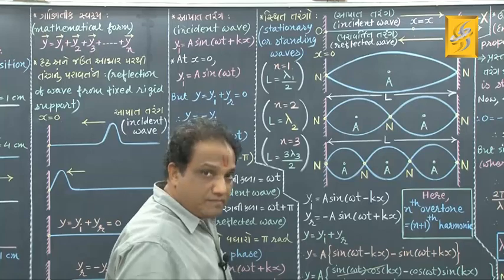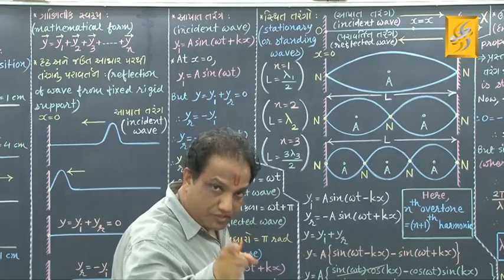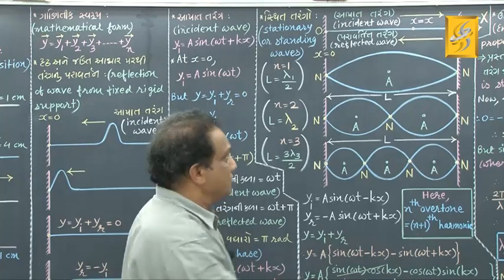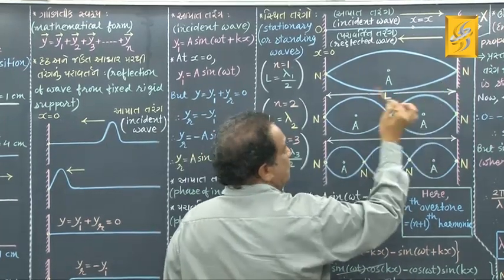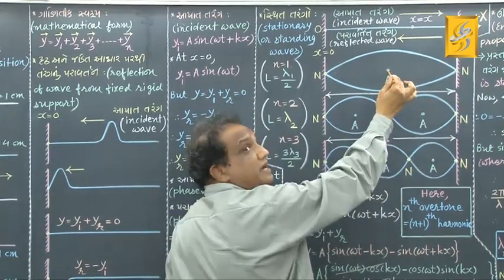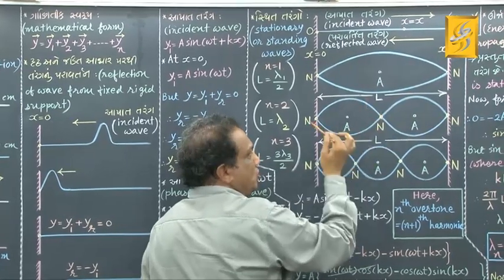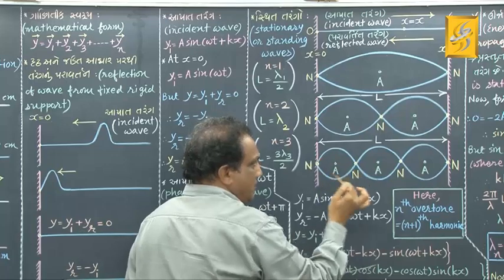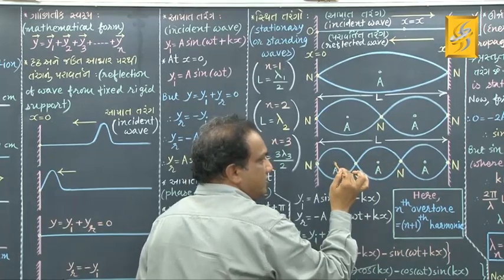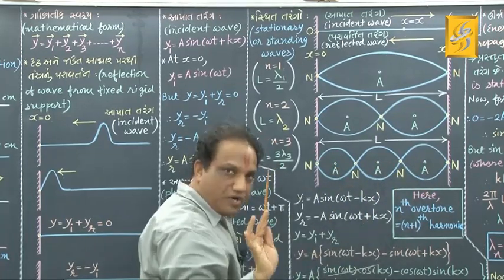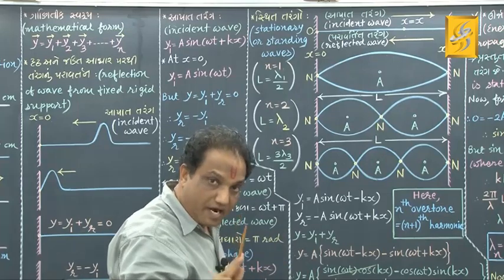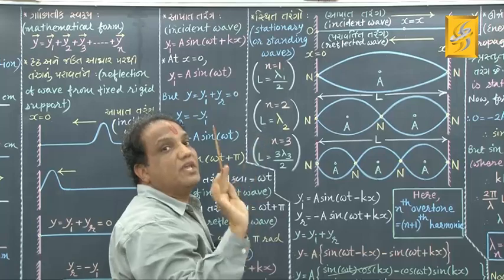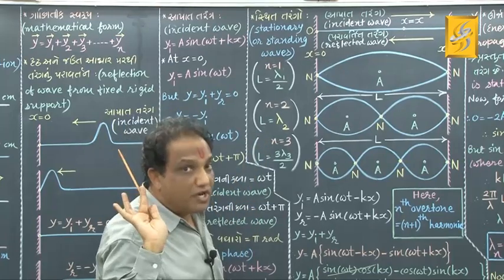Have you noticed one thing? As many loops, that many antinodes. Here one closed loop, so you will have only one antinode. Here two closed loops, so you have two antinodes. Here three closed loops, so you have three antinodes. Got it? As many loops, that many antinodes. But how many loops do we have? Equal to the order of harmonic.